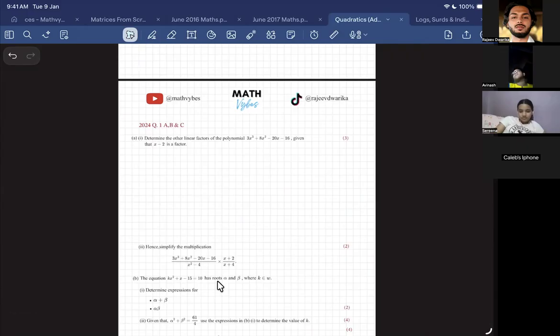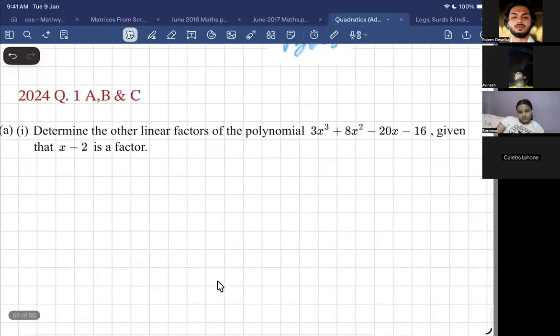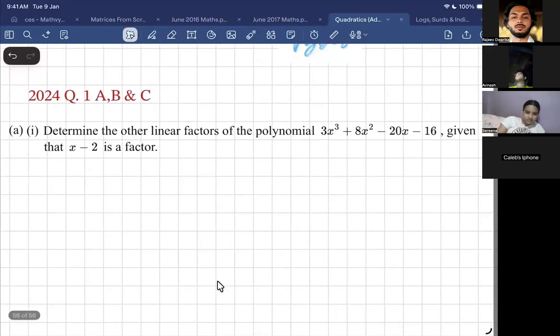As soon as I'm done with this topic, we're gonna move on to coordinate geometry. I wanna pick up the pace, and after that, we're gonna move on to APs and GPs. Lovely. Right, so Serena, let's do part A, part 1 quickly. Give it a read for us.